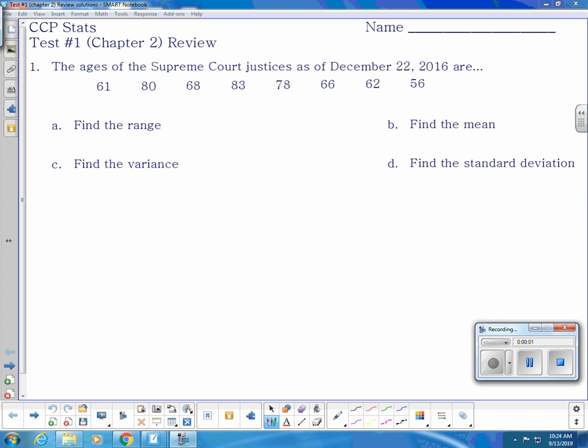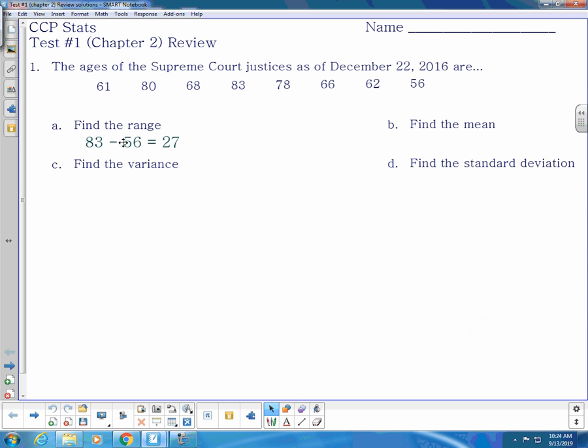Find the range. Range is max minus min, so that's going to be 27. The mean, we added them all up, 69.25. So far, so good.